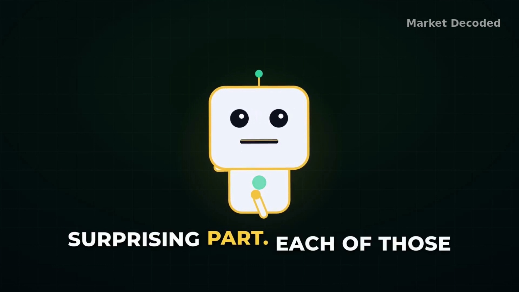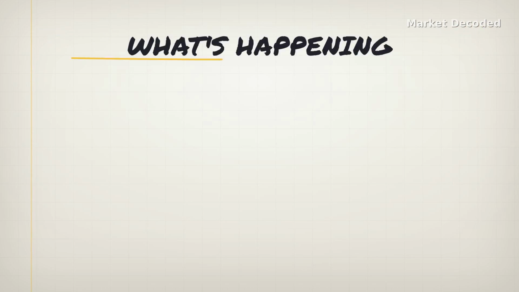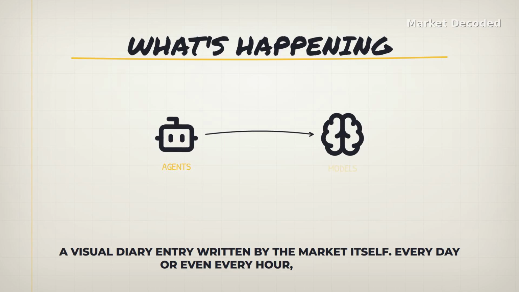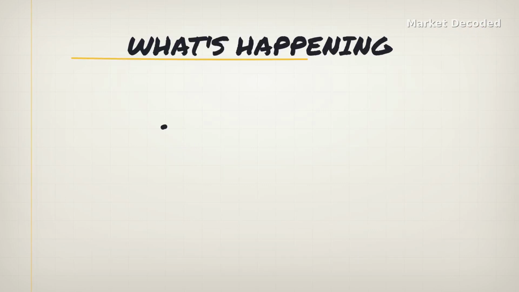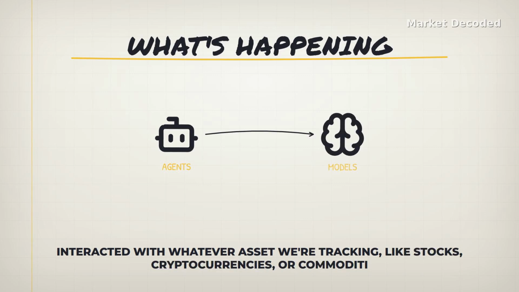And here's the surprising part. Each of those stick figures is actually a visual diary entry written by the market itself. Every day, or even every hour, these entries tell a story about how buyers and sellers interacted with whatever asset we're tracking, like stocks, cryptocurrencies, or commodities. So, let's take a closer look at one of these entries.